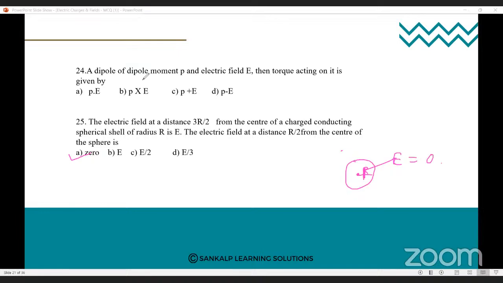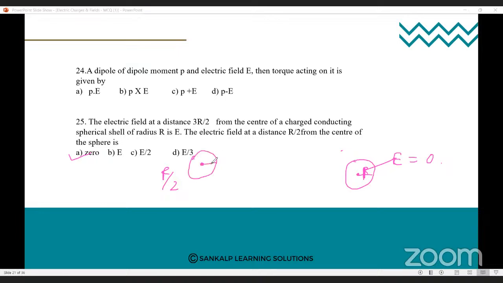Yes, understood? Yes, ma'am. Ma'am, can you explain it once again? 25th? Yes, ma'am. See, 25th, what is the question here? They are asking you to calculate the electric field at a distance of r by 2. Here r is the radius of that spherical shell.